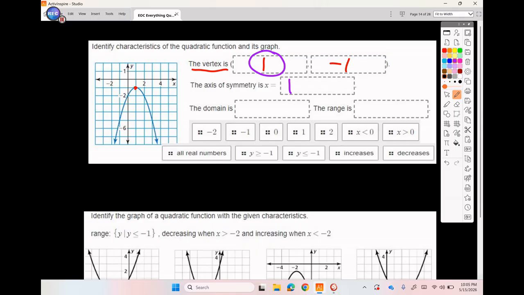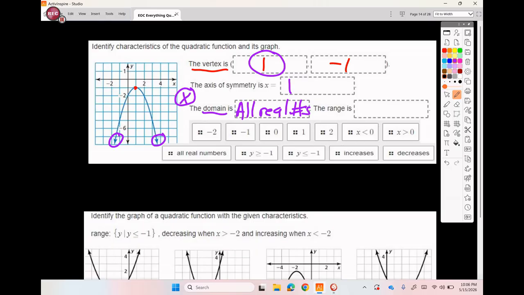Domain is all possible x values, right? Since these arrows are here, you know it goes to the left and to the right forever. So the domain is all real numbers. 9 times out of 10, domain is all real numbers. Unless it's a word problem, then it's all real numbers greater than 0.